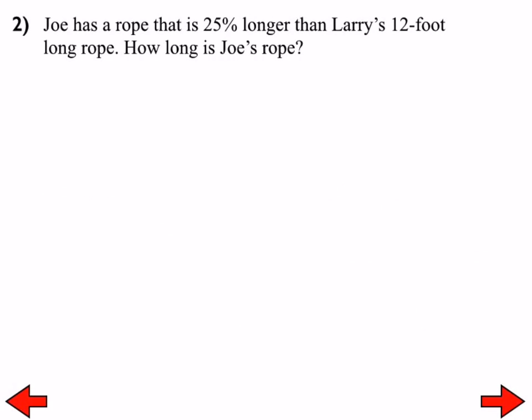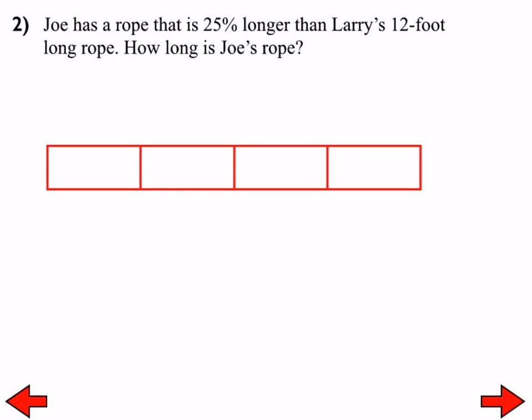Number 2, Joe has a rope that is 25% longer than Larry's 12-foot long rope. How long is Joe's rope? Well, here's another very simple problem that if I gave you probably 15 or 20 seconds, you could figure out what that would be, but that's not the point here. The point here is we're trying to come up with equivalent numeric expressions that would allow us to find the answer.